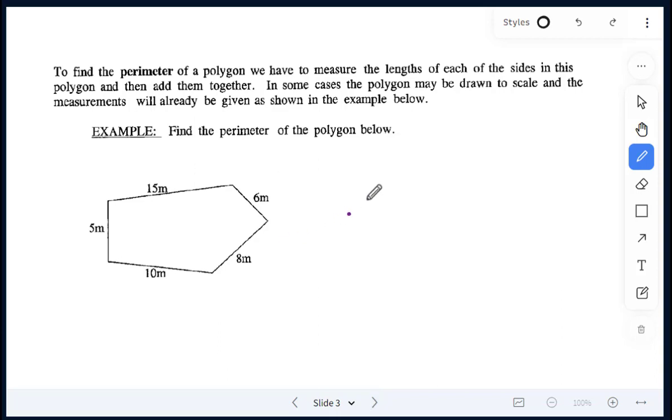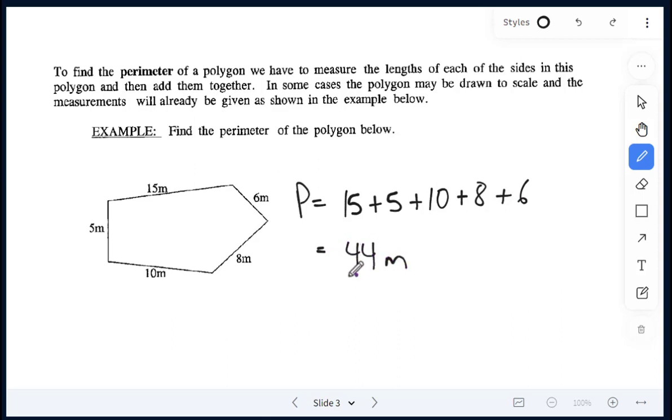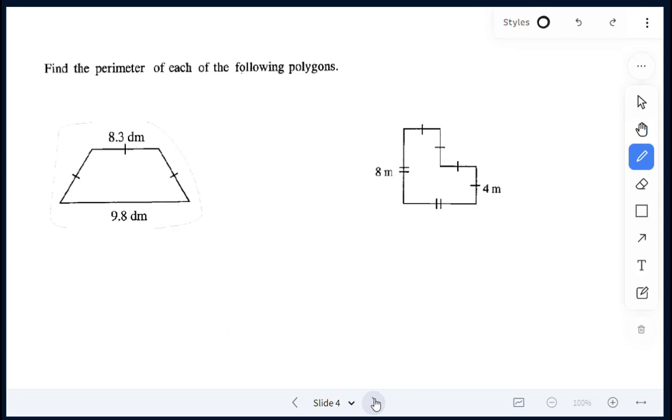To find the perimeter of a polygon, we just have to measure the lengths of each side and then add them together. Here we've already been given the lengths of the sides, so all we have to do is add them up. Perimeter here is going to be equal to 15 plus 5 plus 10 plus 8 plus 6, and that gives us a total of 44 meters. It is a linear length, so make sure you do include the units.